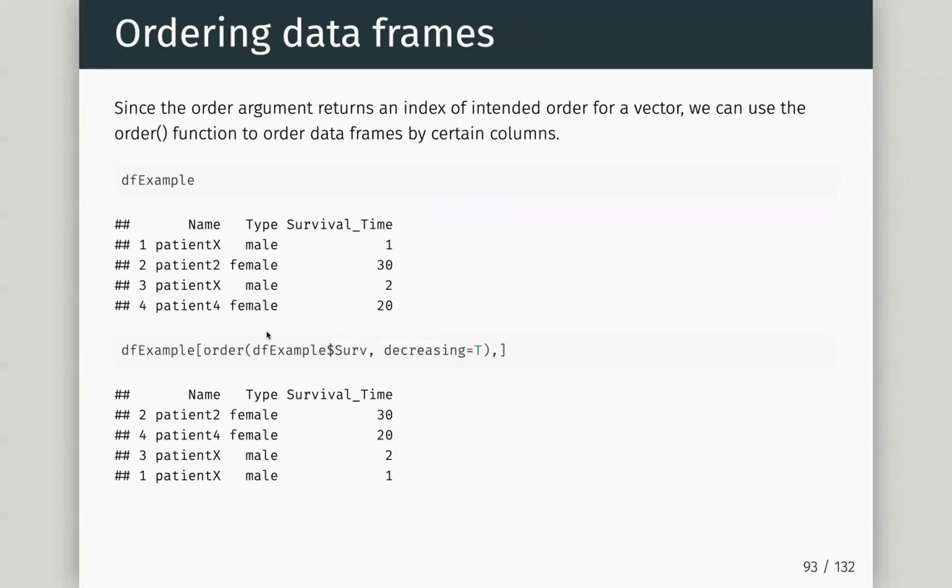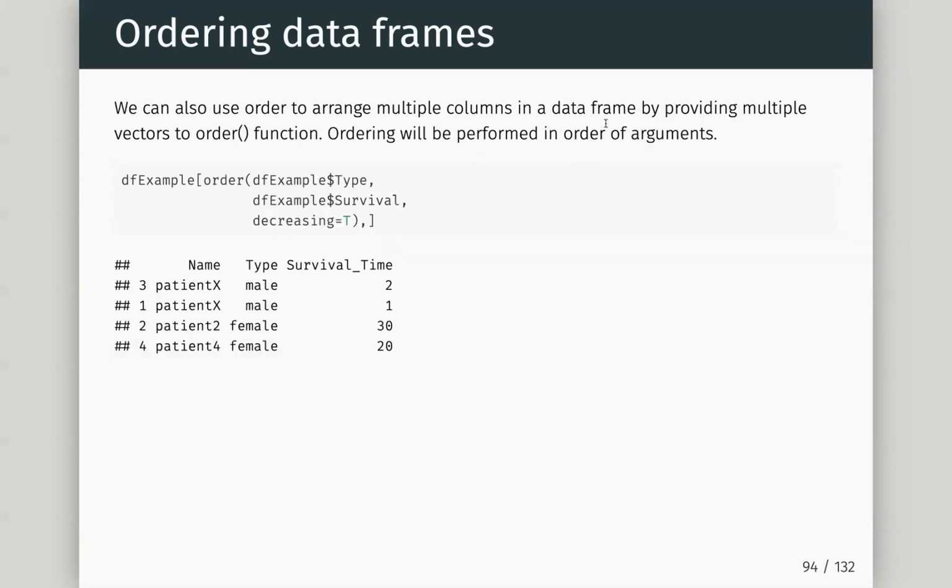If we can order vectors, we can use the same trick to order our data frames, which will be very useful. Here we have our data frame with name, type, and survival time, which is clearly unordered. To order it, I do what we were doing earlier with vectors. I use order and extract the vector for this column with the data frame dollar sign, and because I'm using the dollar sign, I don't need to use the full name, I can just type surv. I'm telling it decreasing equals true, so it goes from highest to lowest, and I give that to the index for rows, before the column comma. And now I have my ordered data frame.